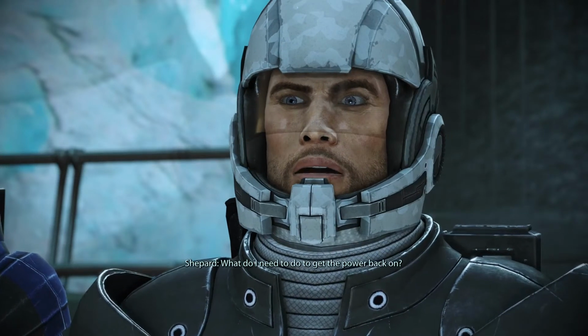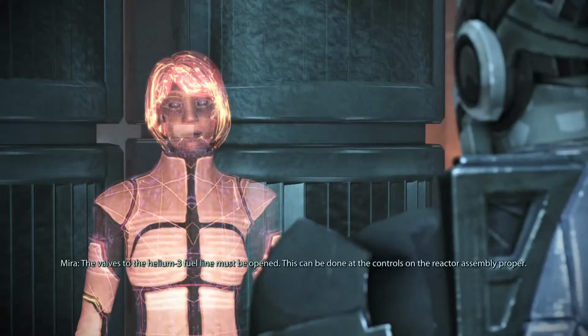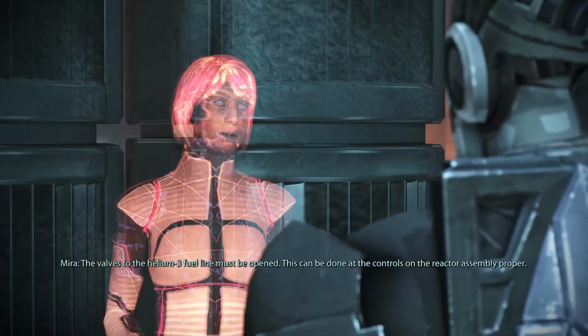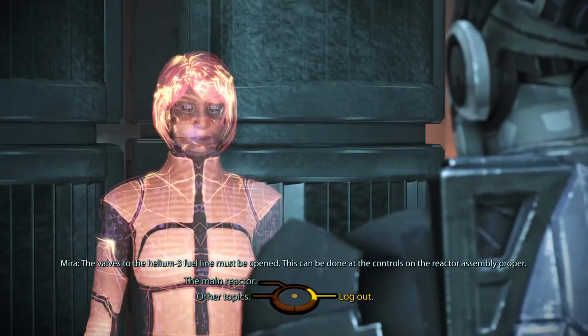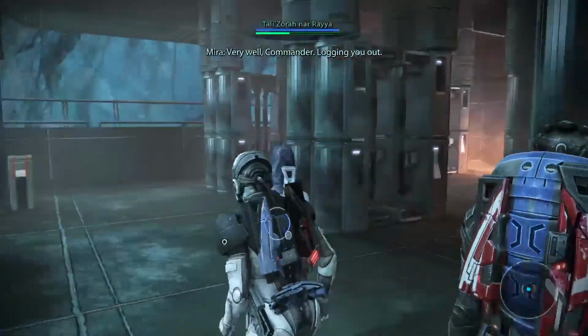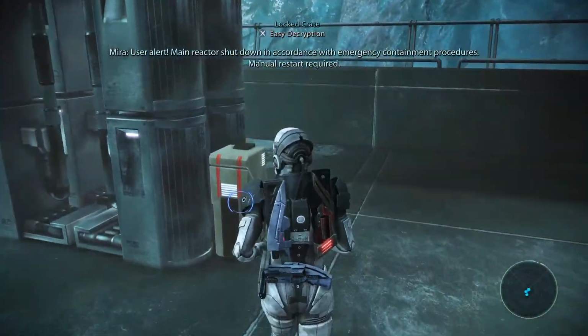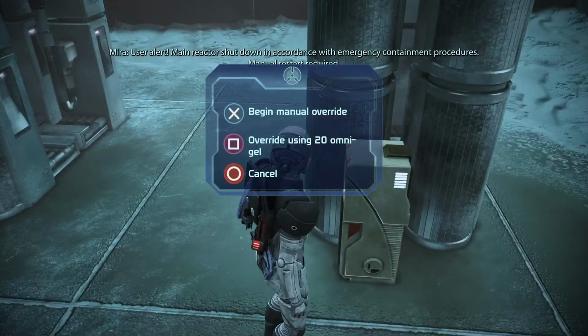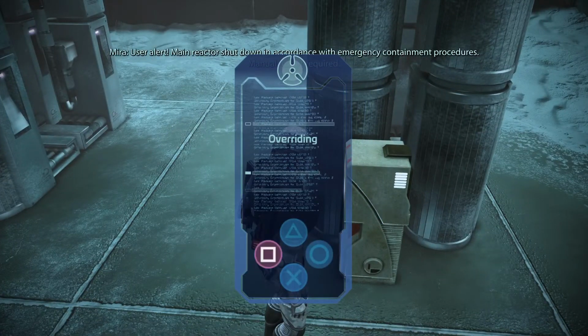What do I need to do to get the power back on? The valves to the helium-3 fuel line must be opened. This can be done at the controls on the reactor assembly proper. That's all I need right now. Very well, Commander. Logging. User alert. Main reactor shut down in accordance with emergency containment procedures. Manual restart required.